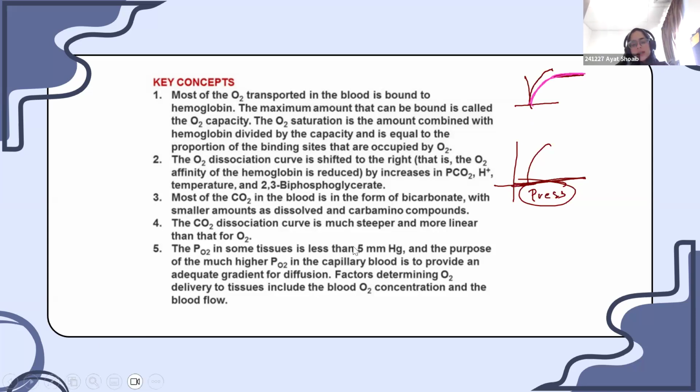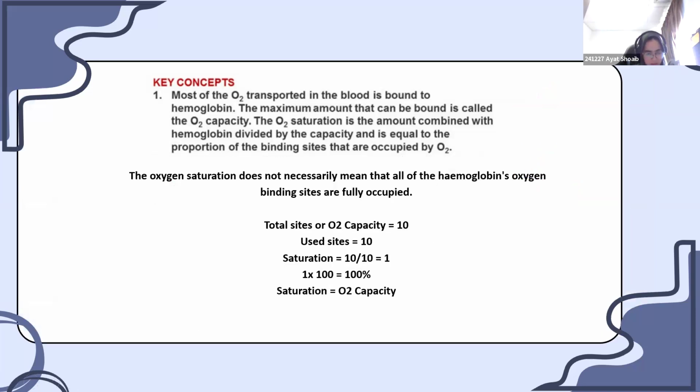The PO2 in some tissues is less than 5 mmHg, and the purpose is to provide an adequate gradient for diffusion. Okay, if you have a higher PO2 here, you have a lower one in your tissues. If you got a blood vessel from the lung, you're going to have a higher PO2 here, and in tissues you're going to have a lower PO2, so it can diffuse, right? After it comes out of the hemoglobin and turns into a free molecule, because you need free molecules to cross membranes. Okay, factors determining O2 delivery to tissues include the blood O2 concentration and the blood flow. This is basically just talking about the gradient. And we talked about this.